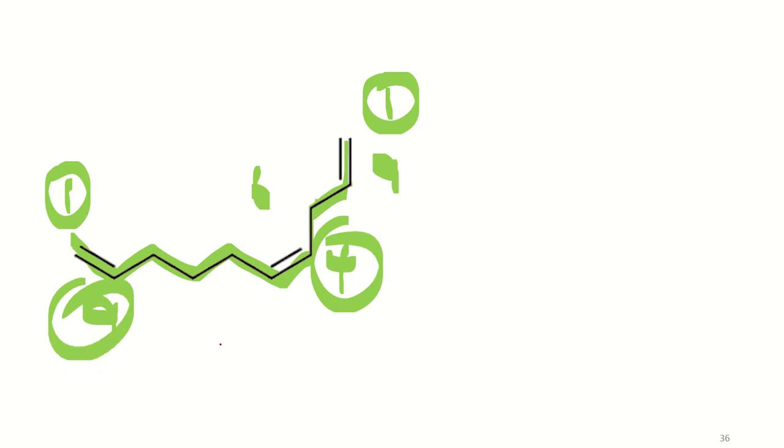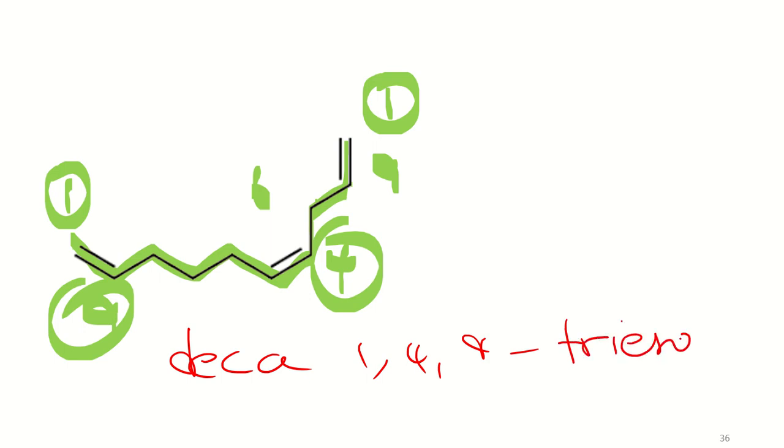So we have a, what did I say, 10? Oh yeah, 10. So we have a deca. We have a 1 and a 4 and a 9. 3 double bonds, so that's a triene.